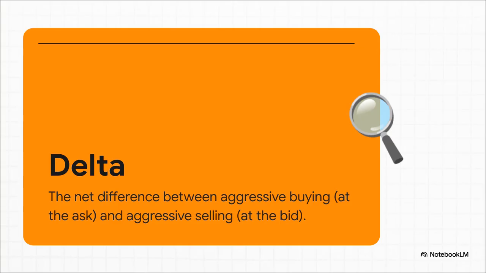Well, the biggest clue of all is a little something called delta. And the math is dead simple. You just take all the aggressive buying on the right and you subtract all the aggressive selling on the left. The number you're left with, the delta, tells you who won the battle for that candle.